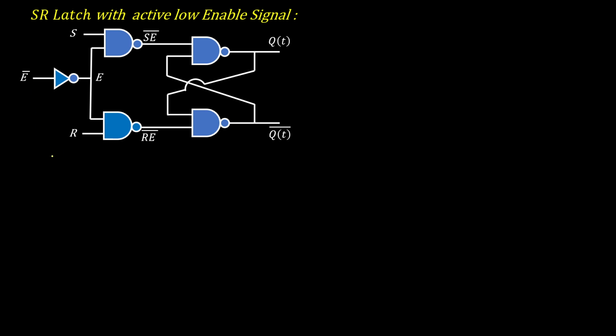So if E bar is 0, then E is 1. So this will act as a normal SR latch. And if E bar is 1, then E acts as 0. If E is 0, then these two, S bar and R bar, both become 1. So this SR latch becomes disabled. So that's how we make SR latch using active low enable signal.